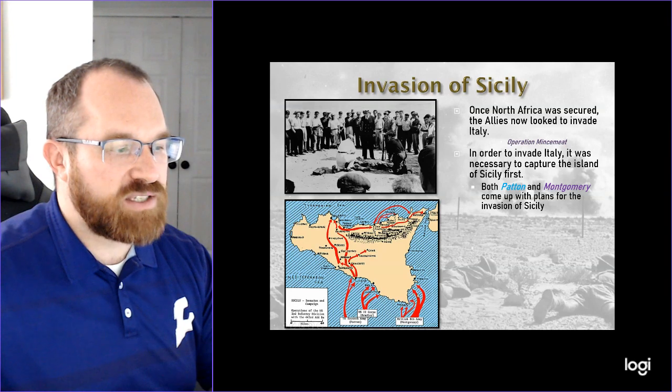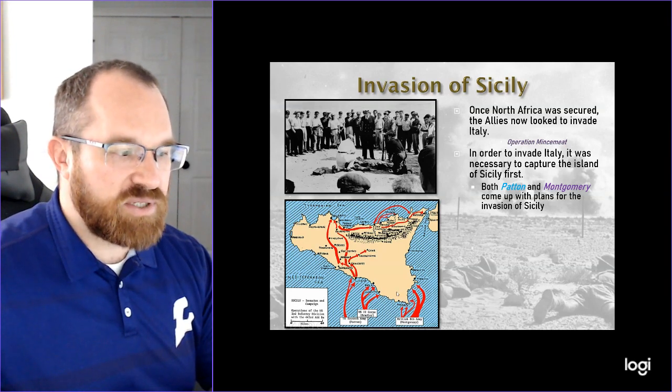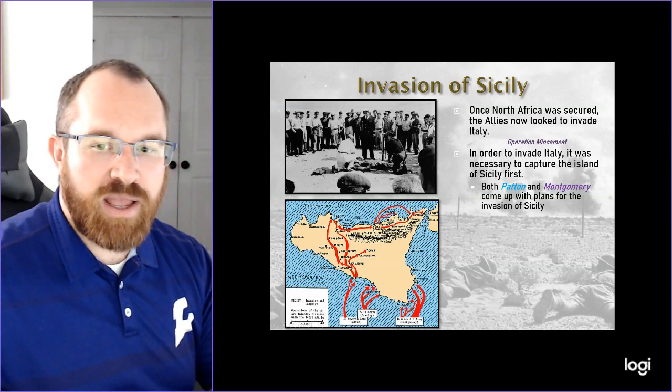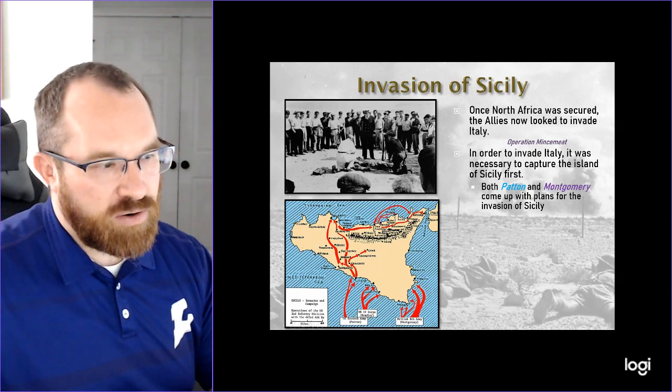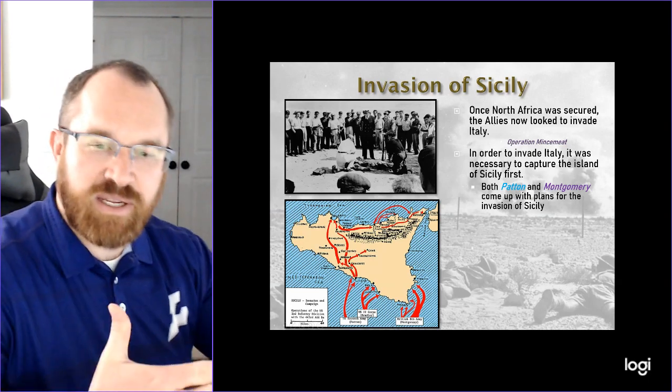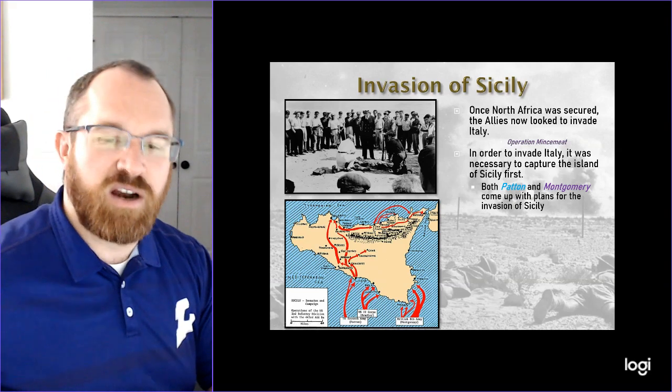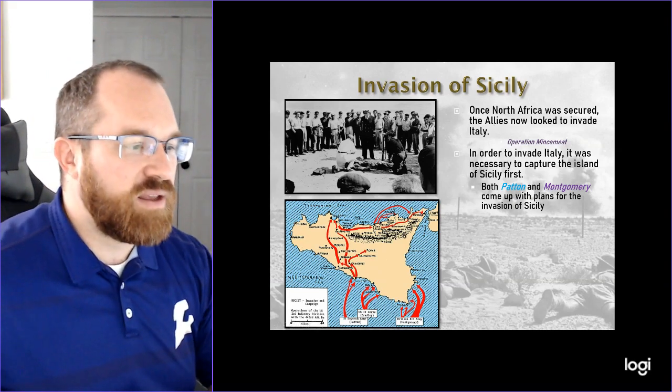Patton's plan was to have the British land here at Pozzallo and Syracuse and push their way up to Messina. Patton would land right here at Licata, push up to Palermo, and cut across to Messina, that way pincering and pushing the German and Italian armies straight off the island.